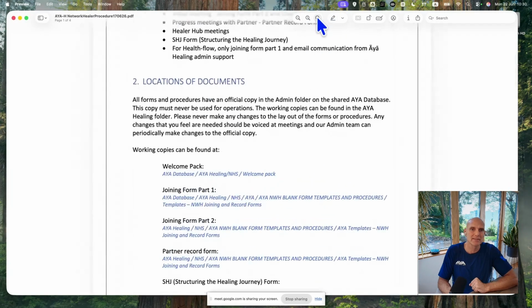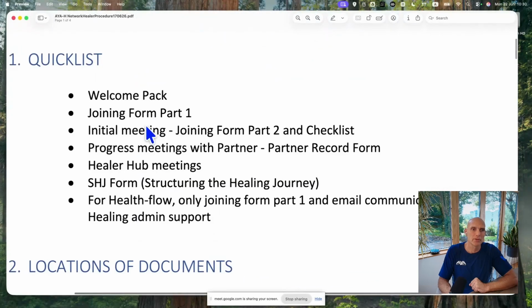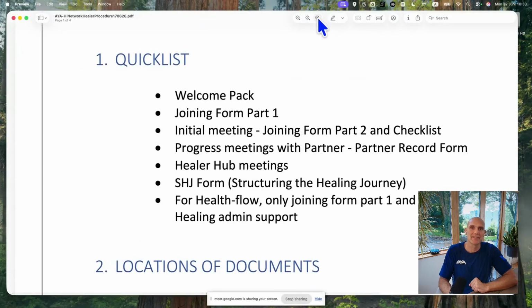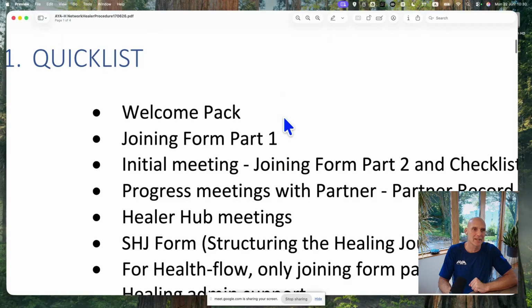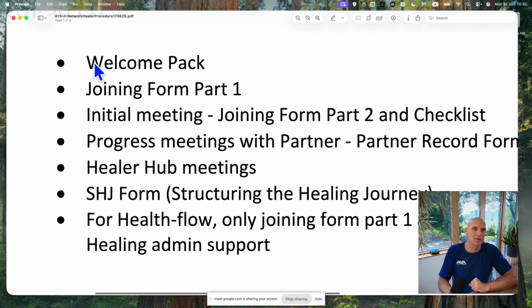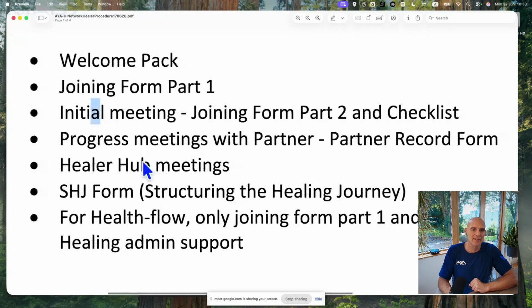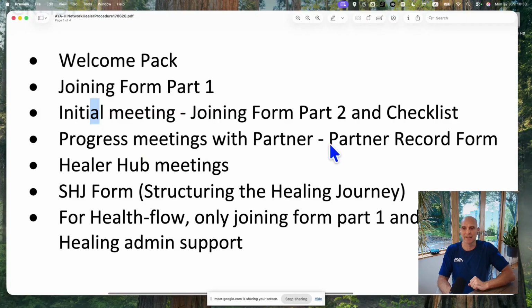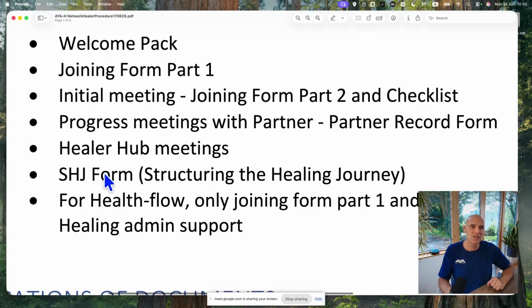And going back to the quick list here, if you just want a quick reminder of what's in the procedure, then you can just dip into the procedure and look at the quick list. And here you've got welcome pack, joining form part 1, initial meeting, joining form part 2, and checklist. Progress meetings with partner and fill out the partner record form. Healer Hub meetings to attend to. SHJ form, structuring the healing journey.